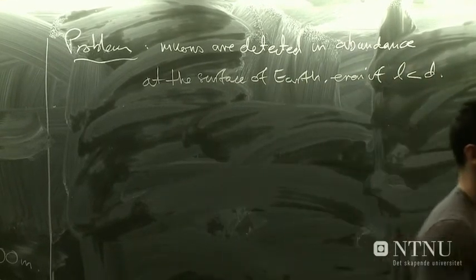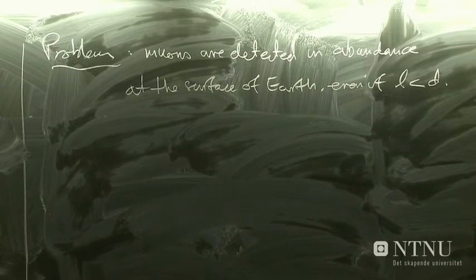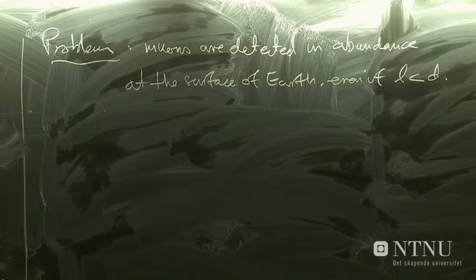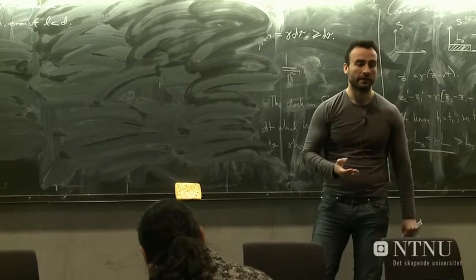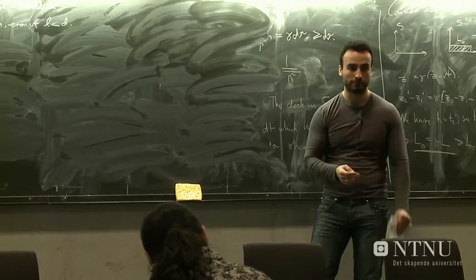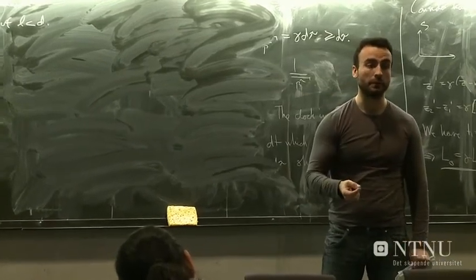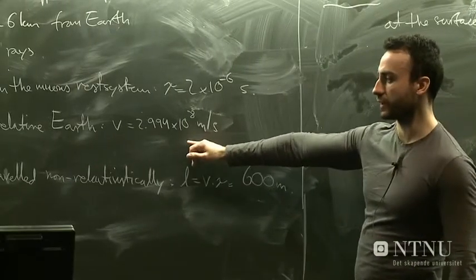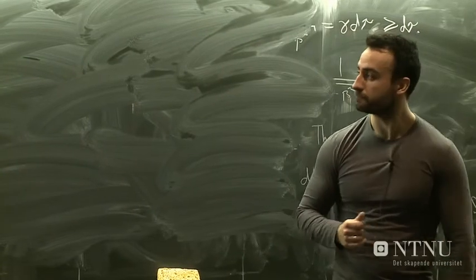So the problem with this is that experimentally, muons are in fact detected in abundance at the surface of Earth, in spite of the fact that the distance traveled by them, or the apparent distance traveled by them, I should say, is smaller than the distance at which they are produced. And as you may suspect, the key here is that we have to treat this problem relativistically, precisely because of this very high velocity of the muons, which is comparable to the speed of light.